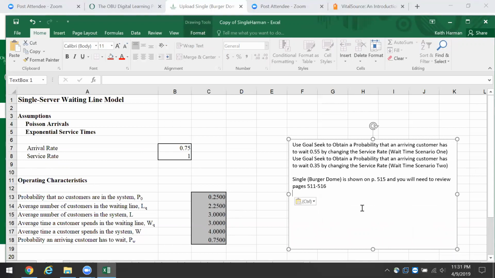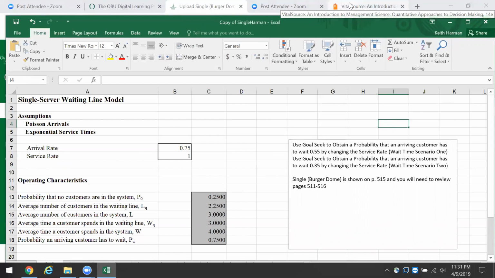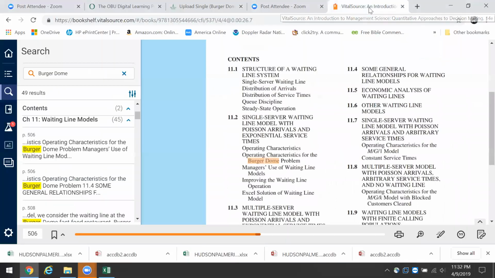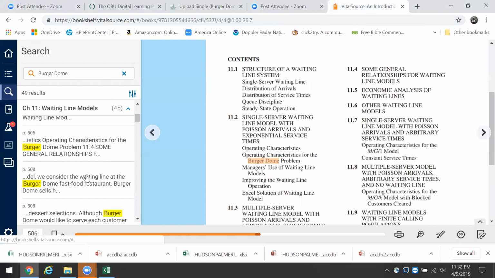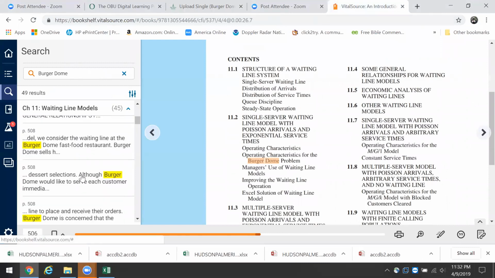All right. Now I have a key for this over in the next module, so if you want, you can upload it or follow my steps along here. Let's look at the case for a moment before we start manipulating any data. It's going to start over there on page 511.